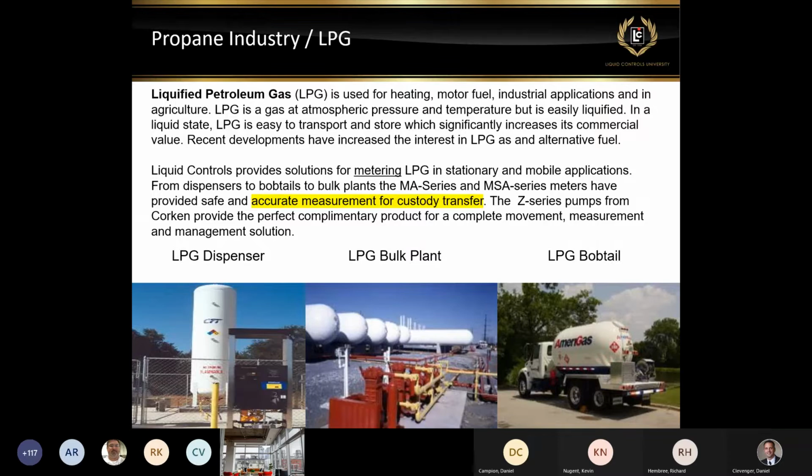So we see that for LPG dispensing, we have a small MA4 meter that's used with dispenser companies that do it as an OEM product. Certainly the LPG industry, when it's a bulk plant, for loading trucks to do inventory control. And the most popular one is the use on LPG bobtails, where they're delivering directly to an end user or a customer. This is also one where we can combine it with the Z-series pumps from our sister company, Corken, to make a package. So therefore, we're completing the industry of movement, measurement, and management solutions.